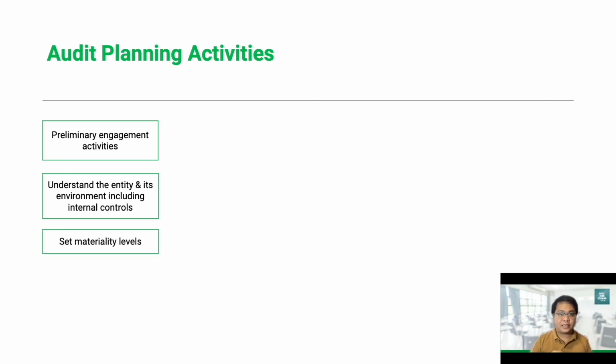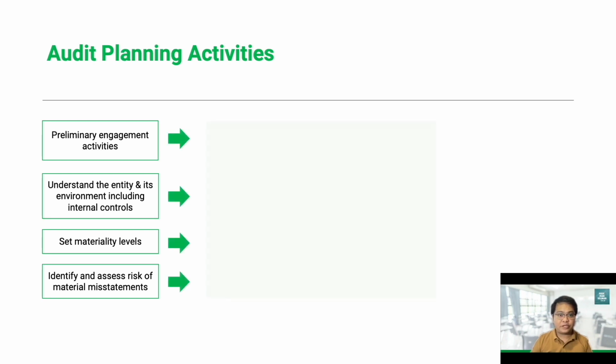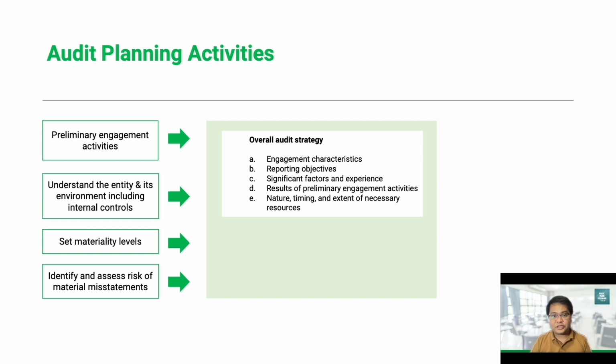Then, we set materiality levels that we will be using in our specific procedures and use that information to identify and assess the risks of material misstatements and take note of other considerations. So these major activities will result in the output of audit planning, as we mentioned, which is the overall audit strategy, which identifies our engagement characteristics, reporting objectives, the significant factors, and the experience, the results of our preliminary engagement activities, as mentioned earlier, and the nature, timing, and extent of the necessary resources to conduct the audit engagement.